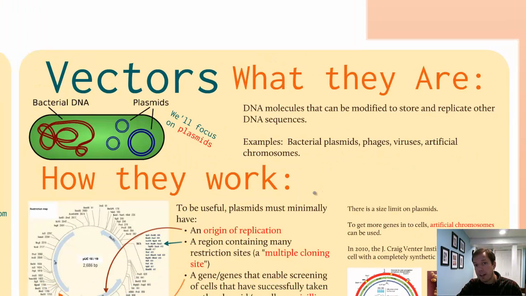Next factor here is vectors. Vectors are one of the techniques, something that's going to be made using restriction enzymes as one part of that. A vector is a DNA molecule that can be modified so that it can be injected into a target organism, and then it will express its DNA.